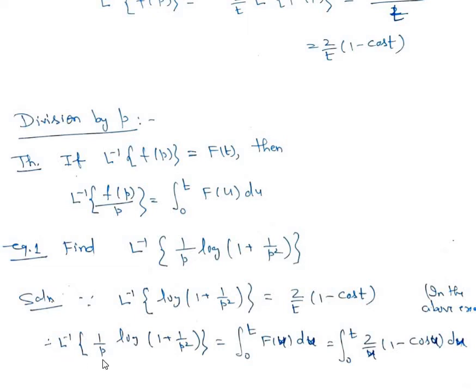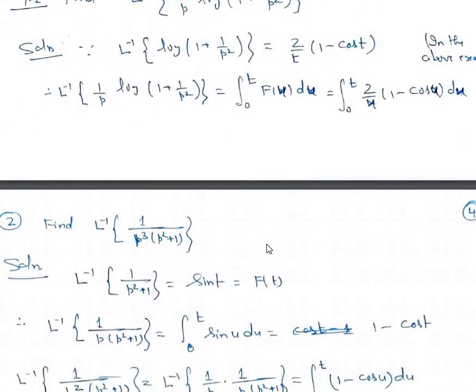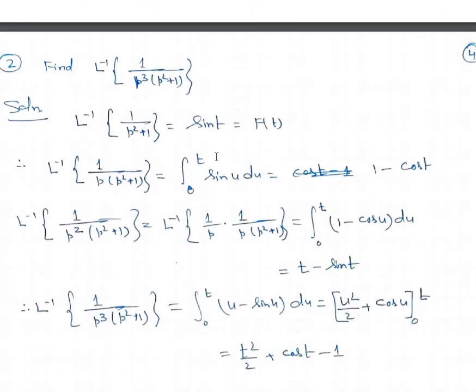So therefore L inverse of 1 upon p log of 1 plus 1 upon p square is equal to integral 0 to t f of u du. Now this is f of t, so therefore f of u will be 2 upon u into (1 minus cos u). So therefore the answer is integral 0 to t of 2 upon u (1 minus cos u) du. Leave the answer in this integral form. Okay, let us take the second example.